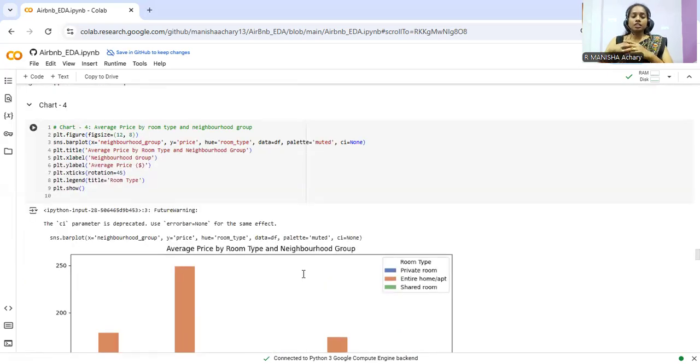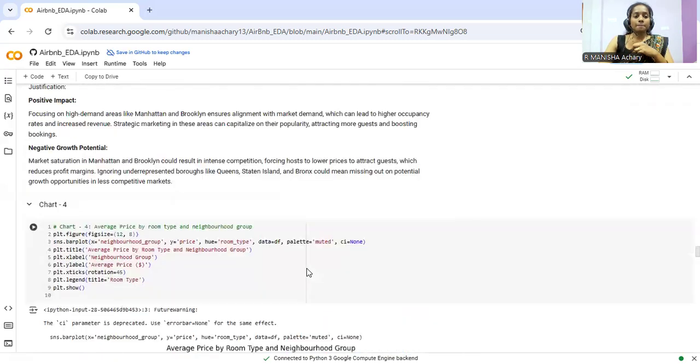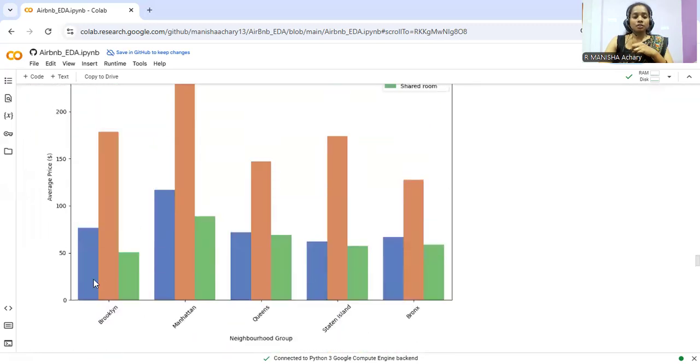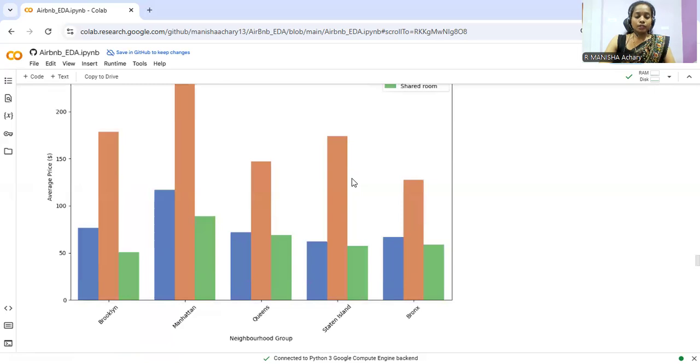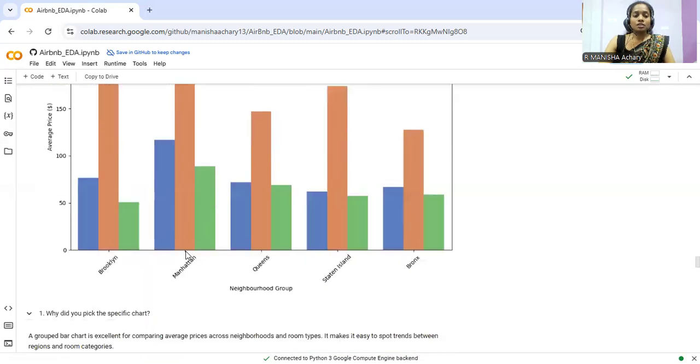The next is average price by room type and neighborhood group. For this chart, I have used neighborhood group on the x-axis and price on the y-axis, and room type as the color. Blue is the private room, orange is entire home or apartment, and green is shared room. For each neighborhood group and for each room type subgroup, what is the average price? So let's discuss one by one.